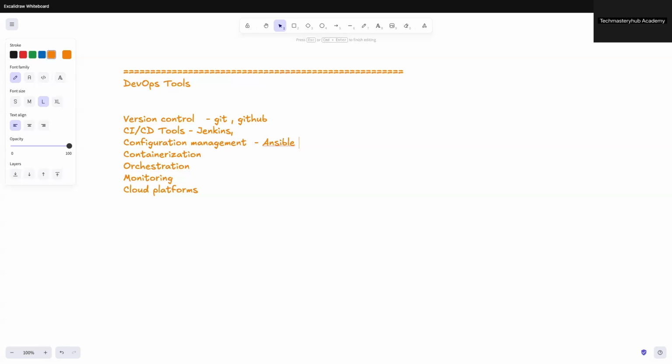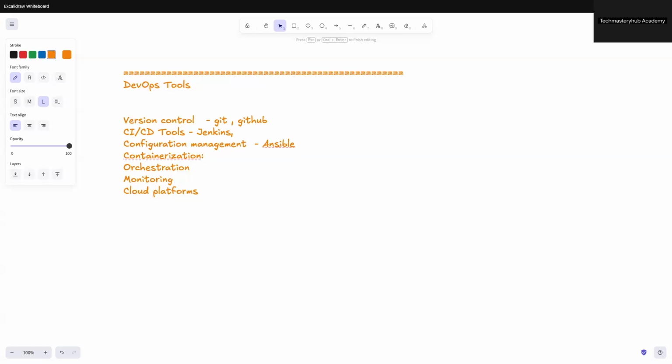For example, if you want to install software, update packages, or configure settings on 50 servers, you write one Ansible playbook and run it for all the 50 servers. Ansible will connect to those 50 servers with the help of SSH connectivity and install that software, update packages, or configure the settings. So this saves time, effort, and also reduces human errors.